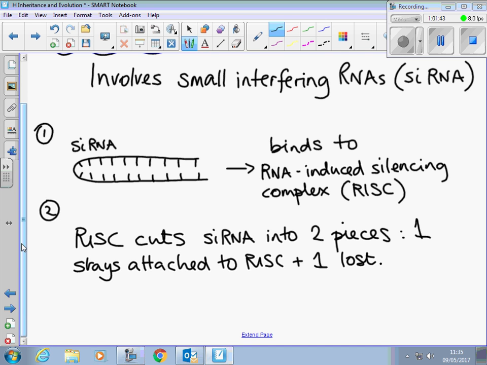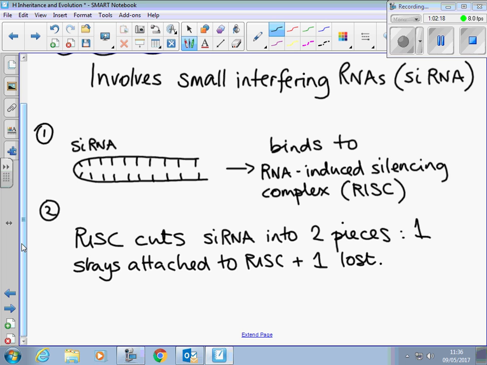Okay. Now, what you've ended up with then, the bit that's lost, we can forget all about that, but you're now left otherwise with this RISC protein with a single-stranded bit of RNA. All right, so the RISC has a piece of the small interfering RNA attached to it, and that binds to a piece of messenger RNA which is in need of control.